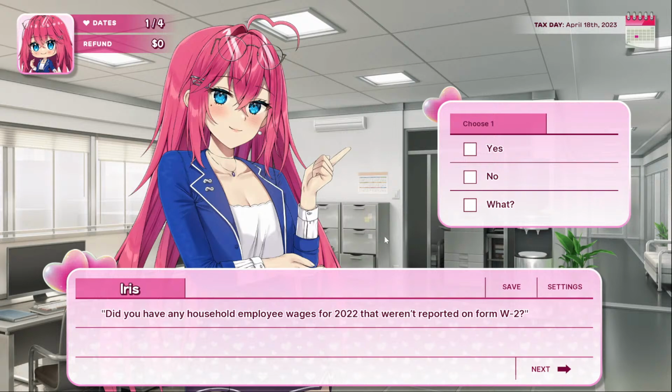Do you have any household employee wages for 2020 that weren't reported on a W2? Household employee. What is a household employee wage? Household employee wage not reported on forms W2. Okay. Household employee.